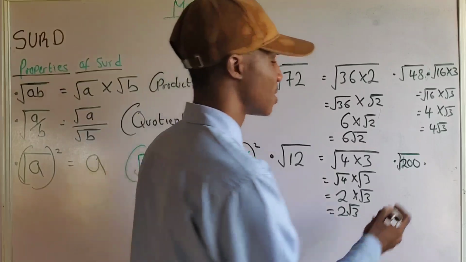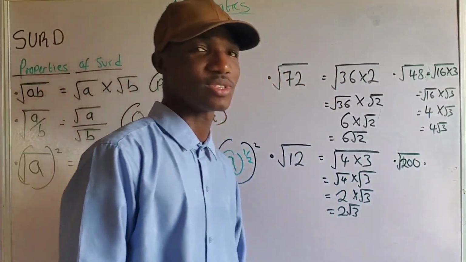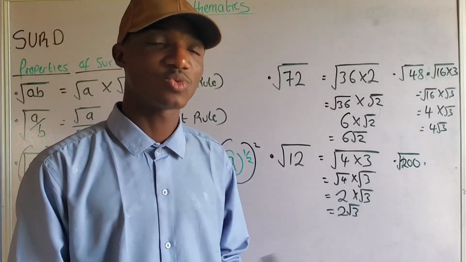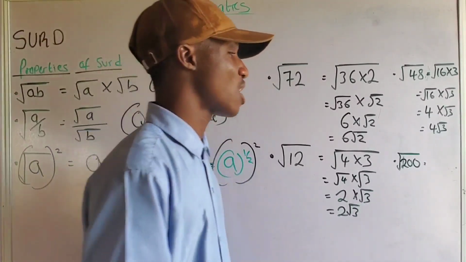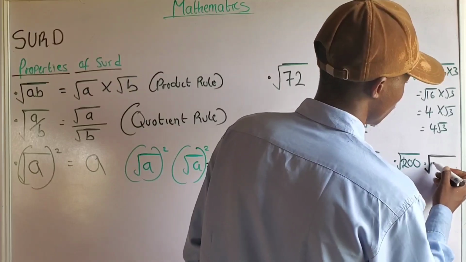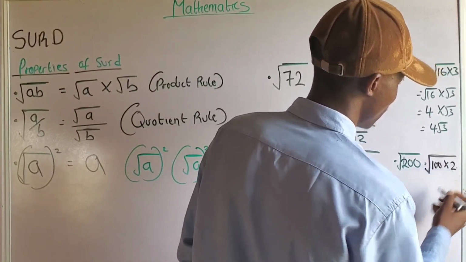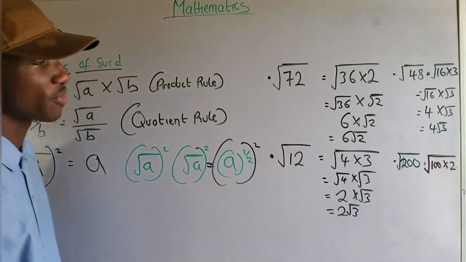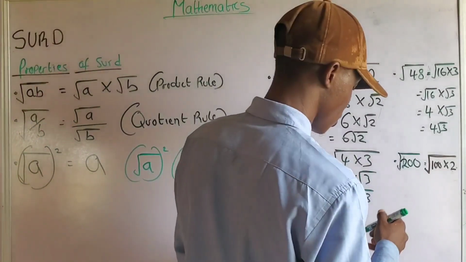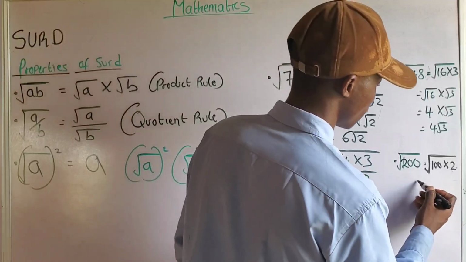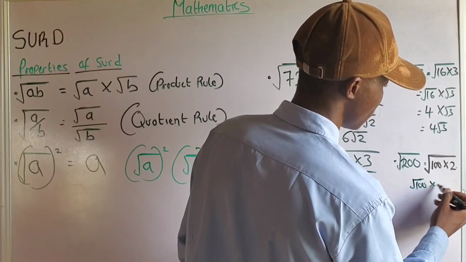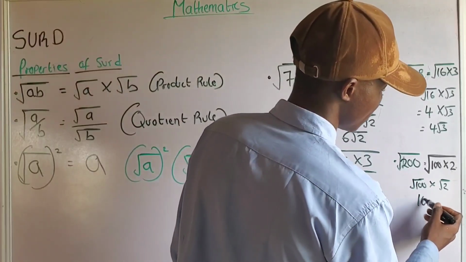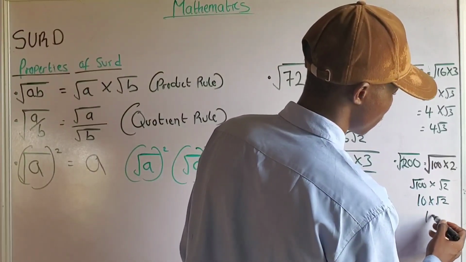Now, if you want to simplify square root of 200, you can rewrite 200 as what? 100 is a perfect square. So what number can I multiply by 100 to give me 200? That is 2, right? So I'm going to have square root of 100 multiplied by 2. According to the product properties of surds, square root of a times b gives square root of a multiplied by square root of b. So I rewrite this as square root of 100 multiplied by square root of 2. Square root of 100 is 10, so I'm going to have 10 root 2.